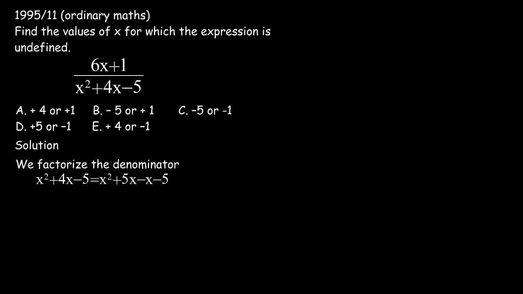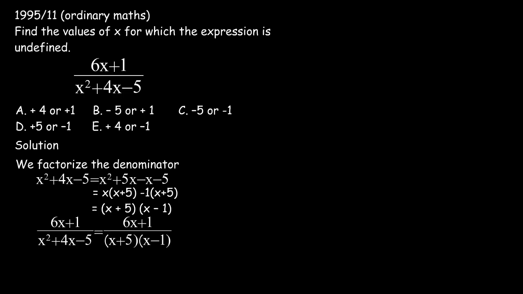So s squared plus 4s minus 5 will be equal to s squared plus 5s minus s minus 5. That is splitting 4s into plus 5s and minus 1s. Now factorizing, it is s into (s plus 5) and minus 1 into (s plus 5). Since our brackets are the same, it is therefore equal to (s plus 5)(s minus 1). So 6s plus 1 divided by s squared plus 4s minus 5 will be equal to 6s plus 1 divided by (s plus 5)(s minus 1).